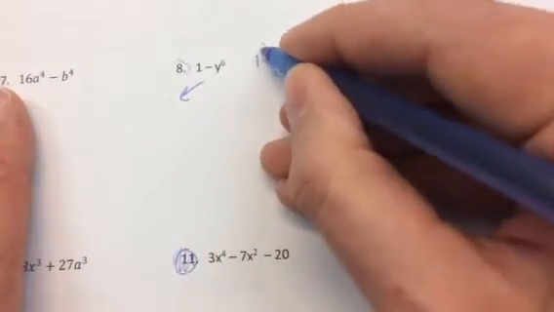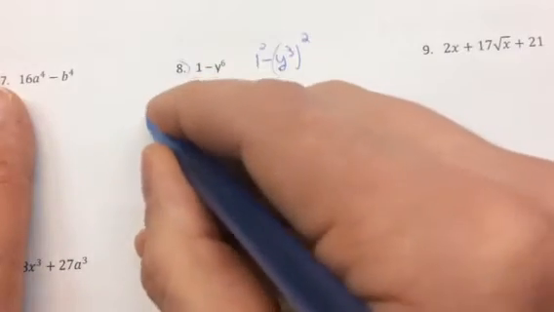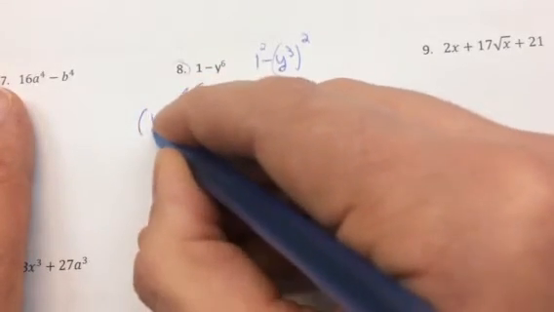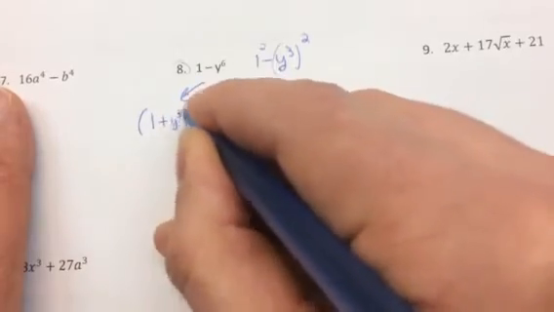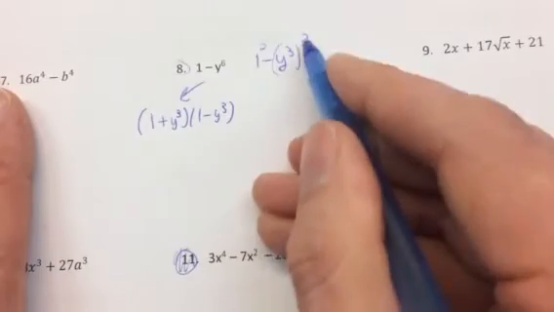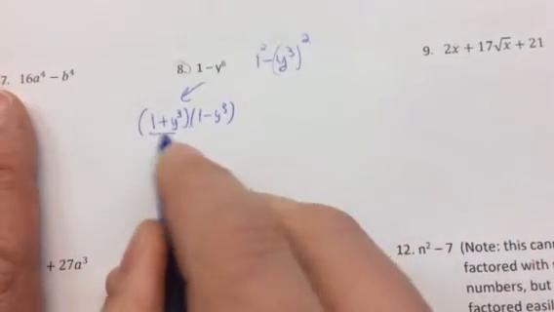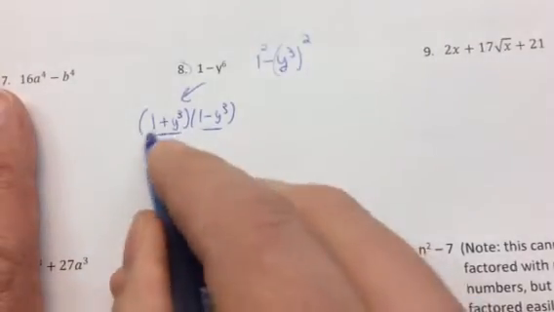And 1 is 1 squared. So it's 1 squared minus y cubed squared. If we do it as difference of 2 squares, that would be 1 plus y cubed times 1 minus y cubed. That is difference of 2 squares factoring, right? But we are not done because this can still be factored more. This is the sum of 2 cubes.